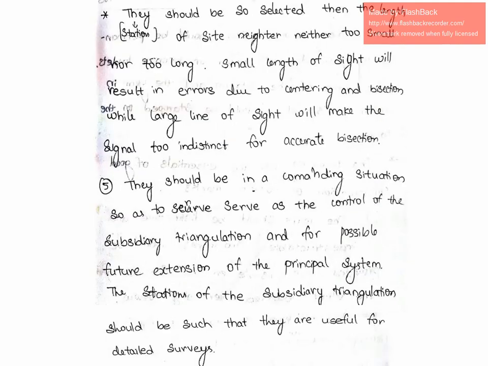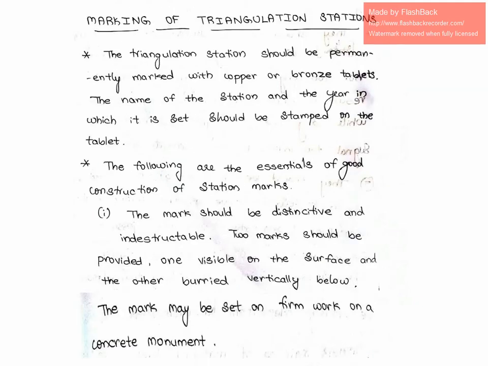And next, the too large and too small lines are avoided, to overcome the errors. Okay, so next is marking of these triangulation stations. Now you learned how to select the stations. Next is how you will mark the stations, because when you conduct a survey of the whole country, for reference you should know which point is which, which station is following which station, which is the preceding station and which is the following station. You have to know that.